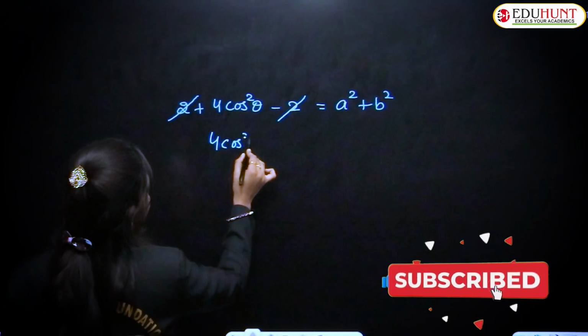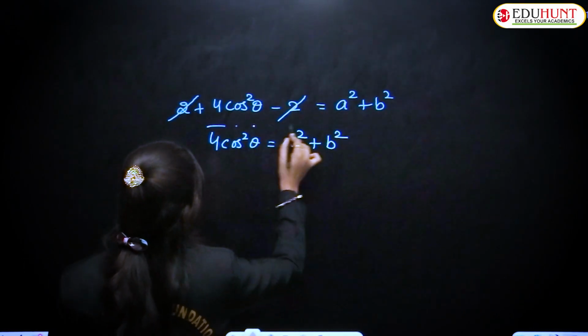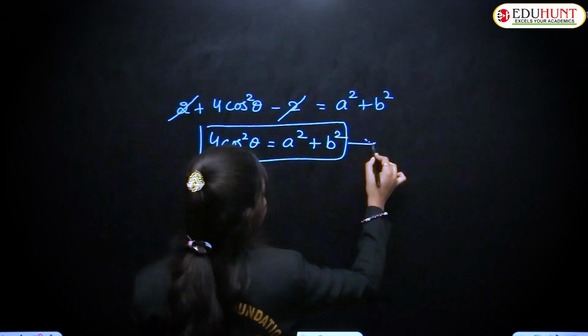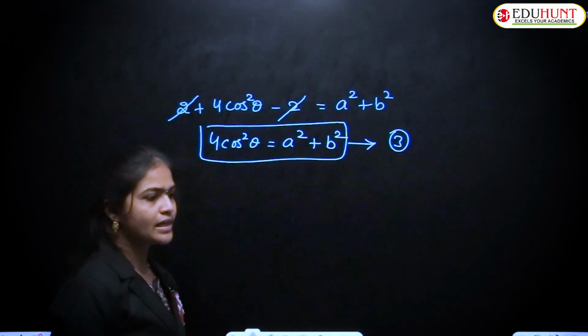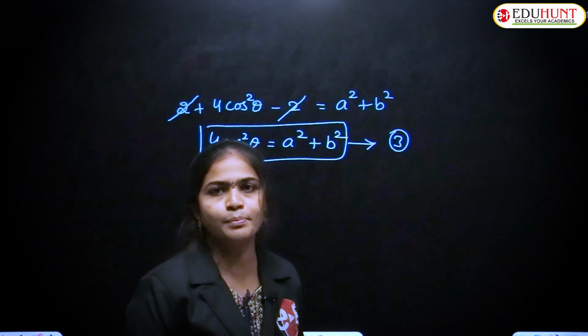So 4 cos square theta is equal to a square plus b square. So this value we got here. So this is the third equation. Okay, so what is the third equation? 4 cos square theta is equal to a square plus b square.